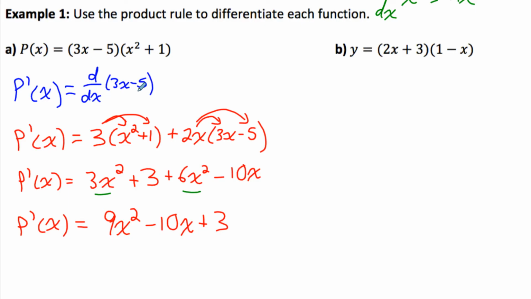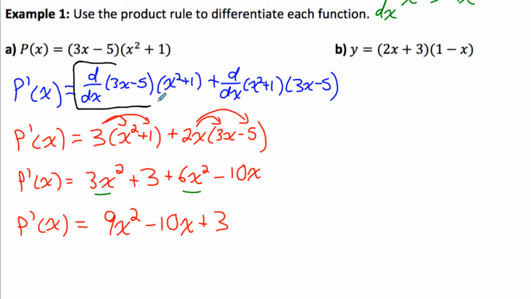So we need to do the derivative of 3x minus 5 times x squared plus 1, plus the derivative with respect to x of x squared plus 1 times 3x minus 5. If you look at other people's solutions or other material for this, you'll often see this line in there. Just understand that that line is just telling you find the derivative of that and find the derivative of that, which we just went straight to those derivatives here and here. So I'm fine if you don't show what I wrote in blue, but if you want to show that to communicate what's happening, go for it.